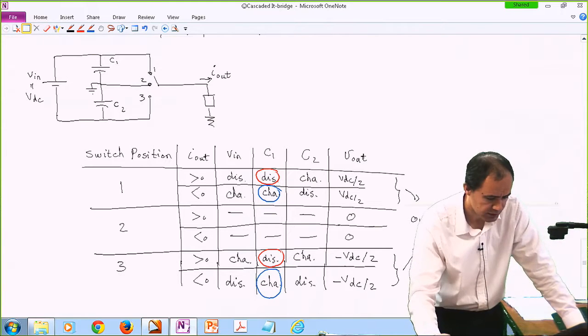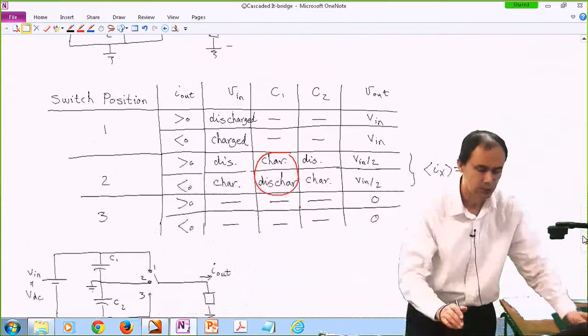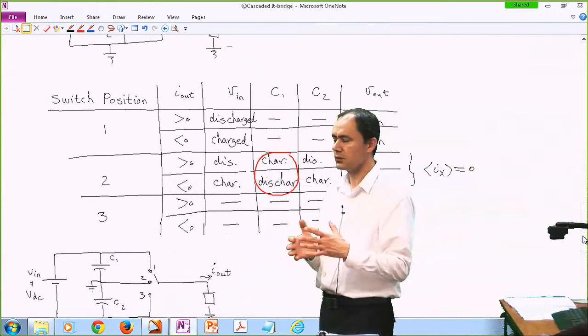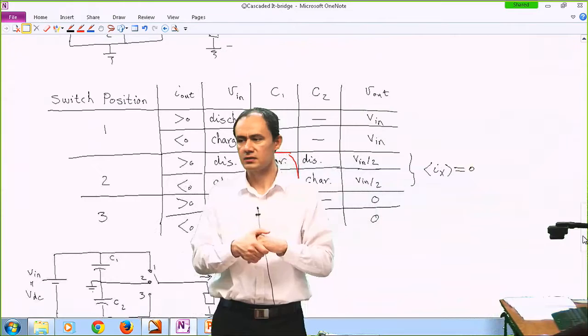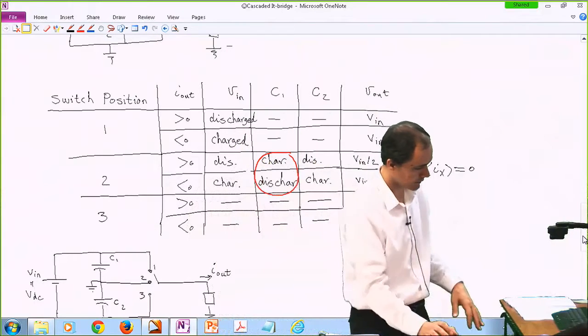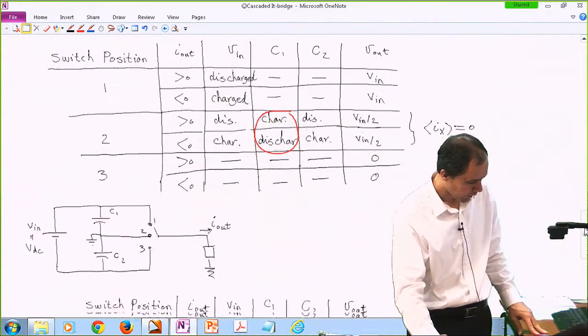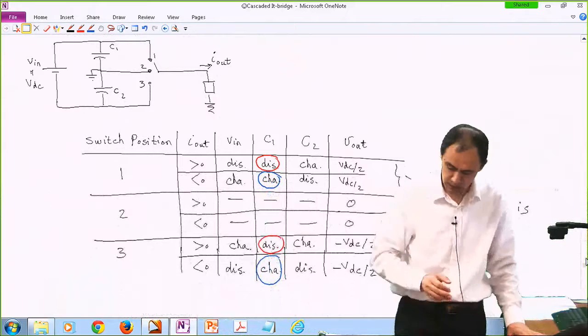In the previous case, the output voltage was unipolar. It was always positive. So probably we have to use it, for instance, in a three-phase configuration. Something like that. All right. Any questions so far?